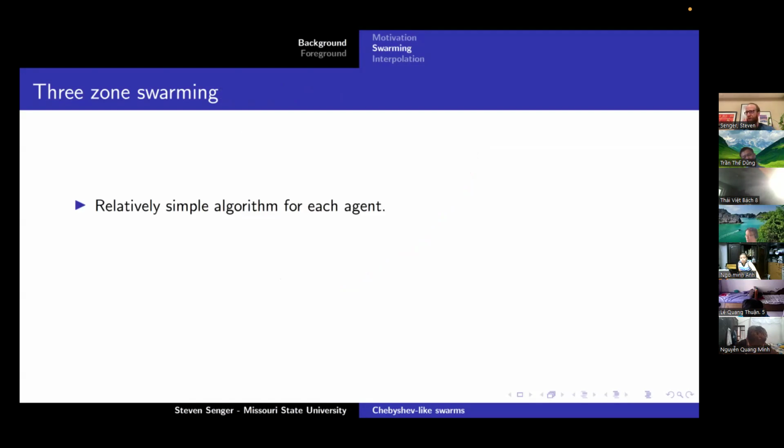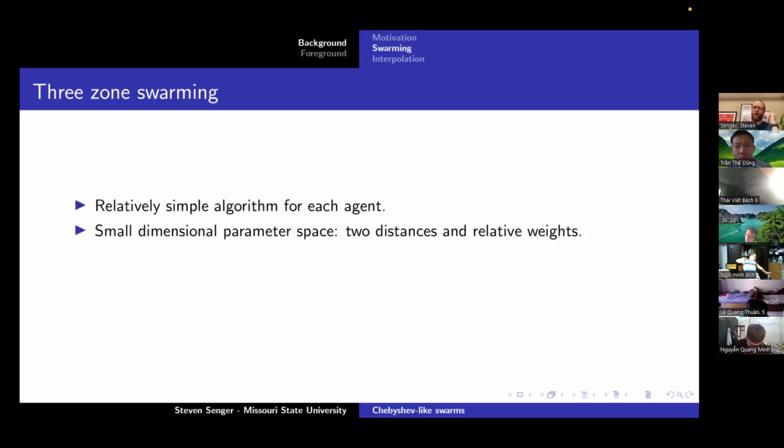At least as far as I've described it, we're going to be modifying it, but at least as far as I've described it, it's a relatively simple algorithm. Now, each agent just has to know the position and orientation of the other agents. Another really nice thing about this is that it has a small dimensional parameter space.